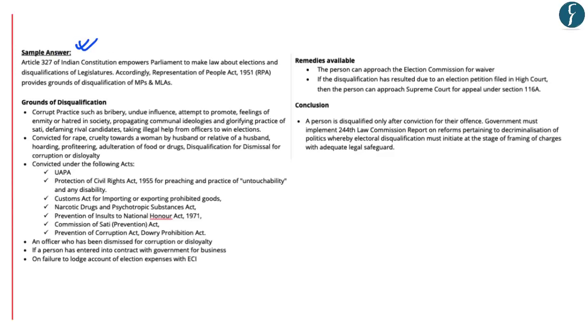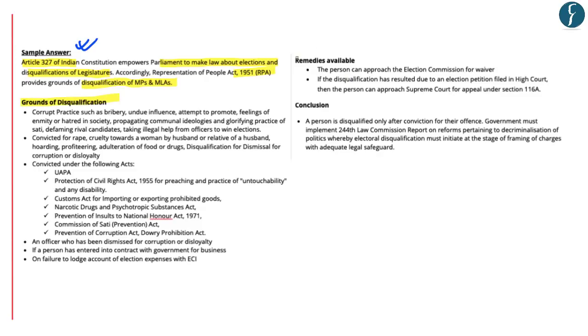As mentioned, you can introduce your answer with respect to Article 327 of the Indian Constitution, as it says that this article empowers Parliament to make law about elections and disqualification of legislators, and accordingly, the RPA 1951 provides for grounds of disqualification of MPs and MLAs. Then you can write about various grounds of disqualification which we have discussed.